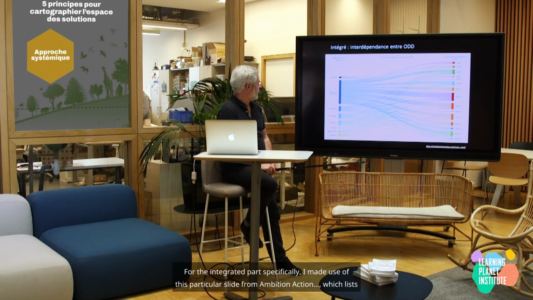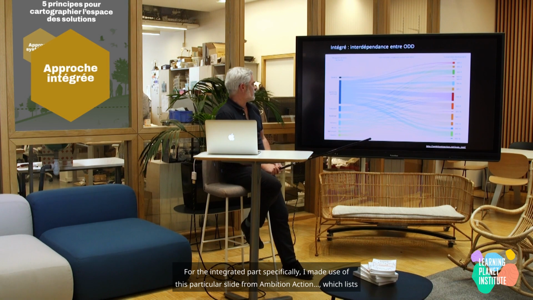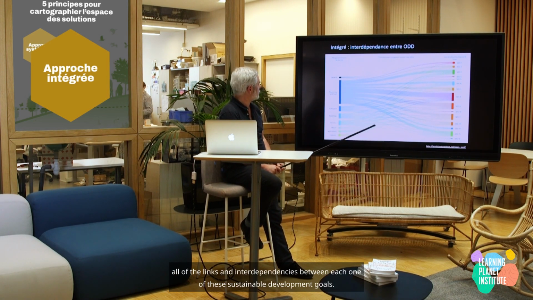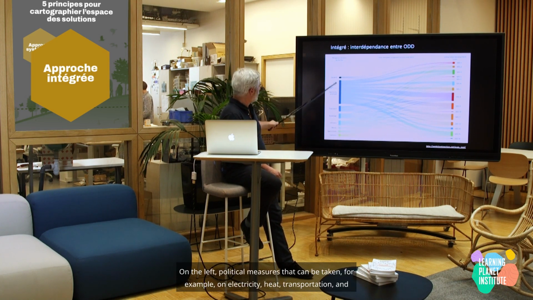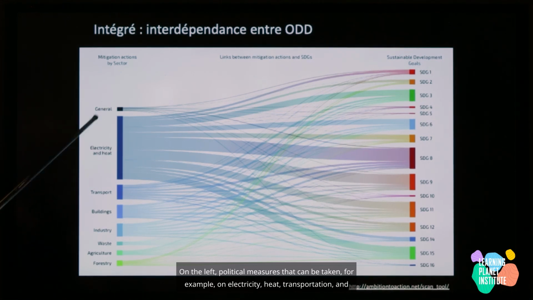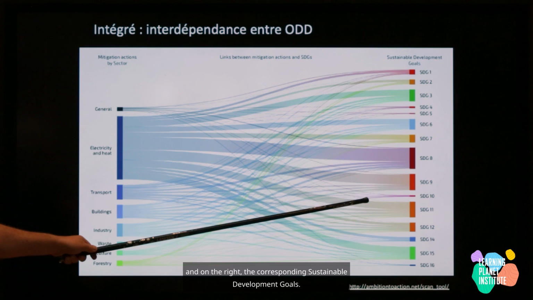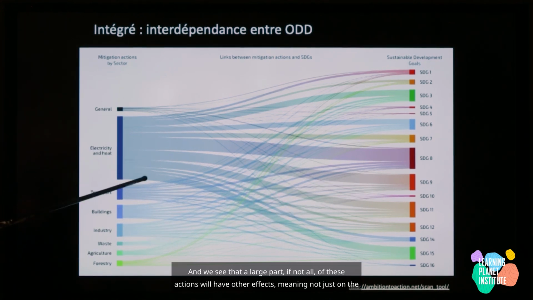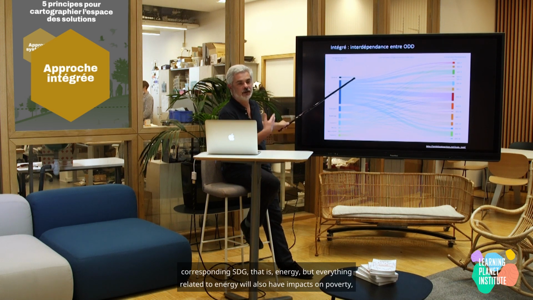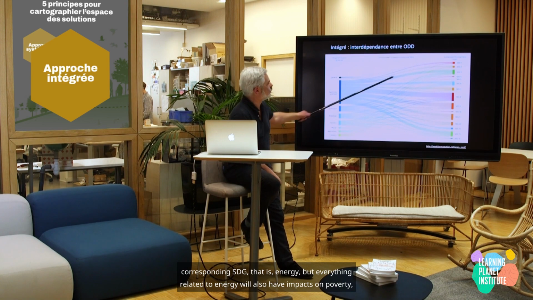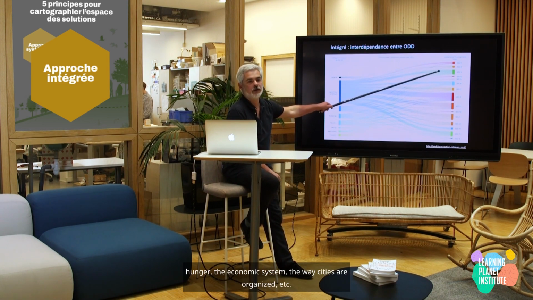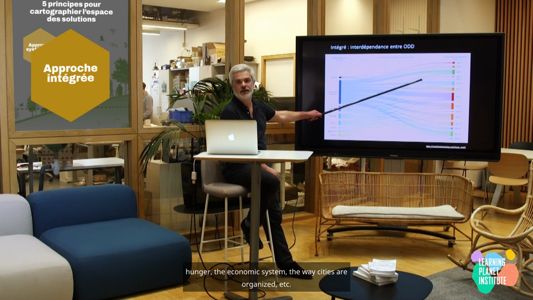For the integrated part specifically, I made use of this particular slide from Ambition Action, which lists all of the links and interdependencies between each one of these sustainable development goals. On the left, political measures that can be taken, for example, on electricity, heat, transportation, and buildings. And on the right, the corresponding sustainable development goals. And we see that a large part, if not all, of these actions will have other effects, meaning not just on the corresponding SDG, that is energy, but everything related to energy will also have impacts on poverty, hunger, the economic system, the way cities are organized, etc.